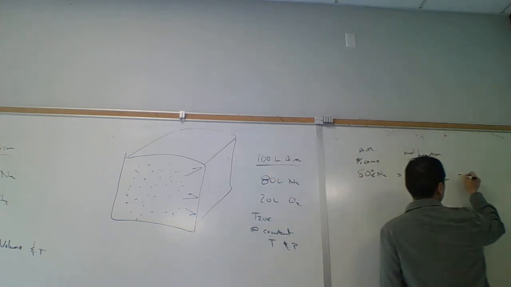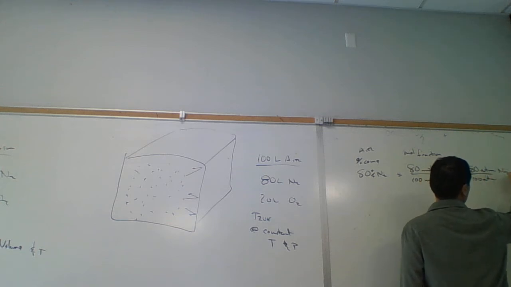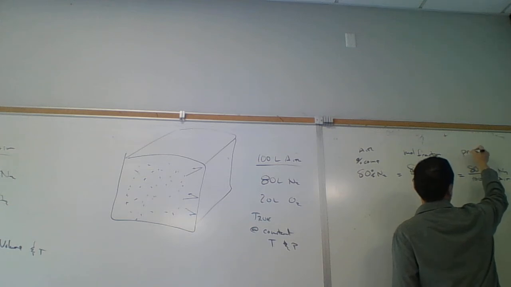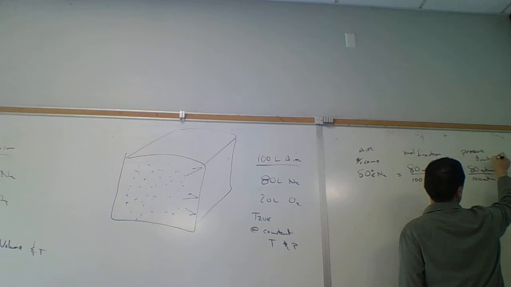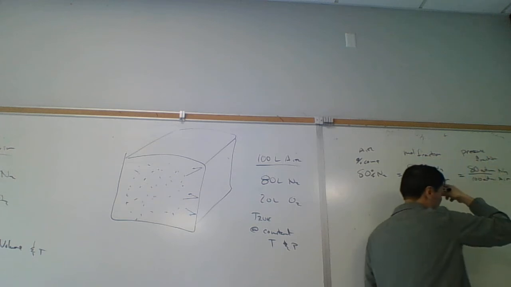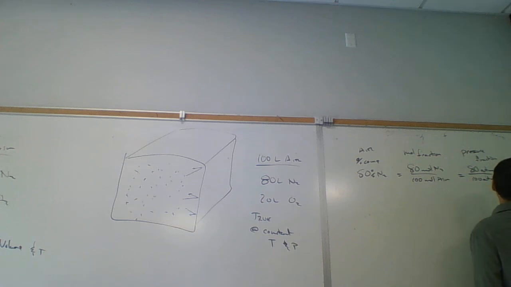And this is equal to 80 atmospheres over 100 atmospheres. 80 atmospheres of N2 over 100 atmospheres of air. This is called the pressure fraction. Which is equal to 80 liters of N2 over 100 liters of air. This is called the volume fraction.